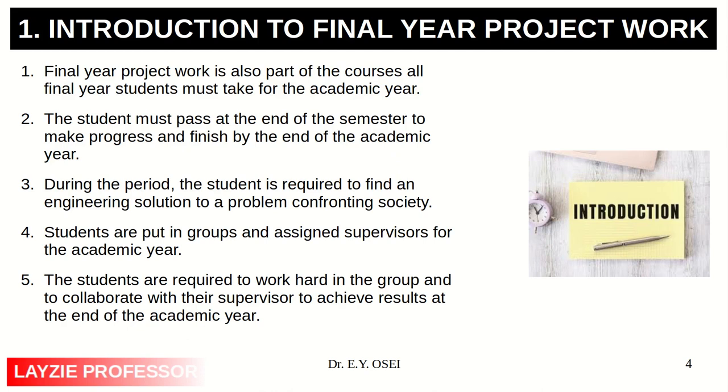And during this process, because some of the projects may be involving, the students are actually put in groups. The groups may be 2 students, 3 students, 4 students, or 5 students in a group, or sometimes even beyond that. And you are required to work together as a group in order to achieve a common purpose. So at the end of the academic year, you should have finished the project work. And once you're in a group, you're required to work hard, and you are also required to collaborate with your supervisor to ensure that you can actually achieve the desired results at the end of the academic year so you can complete school and graduate and leave.